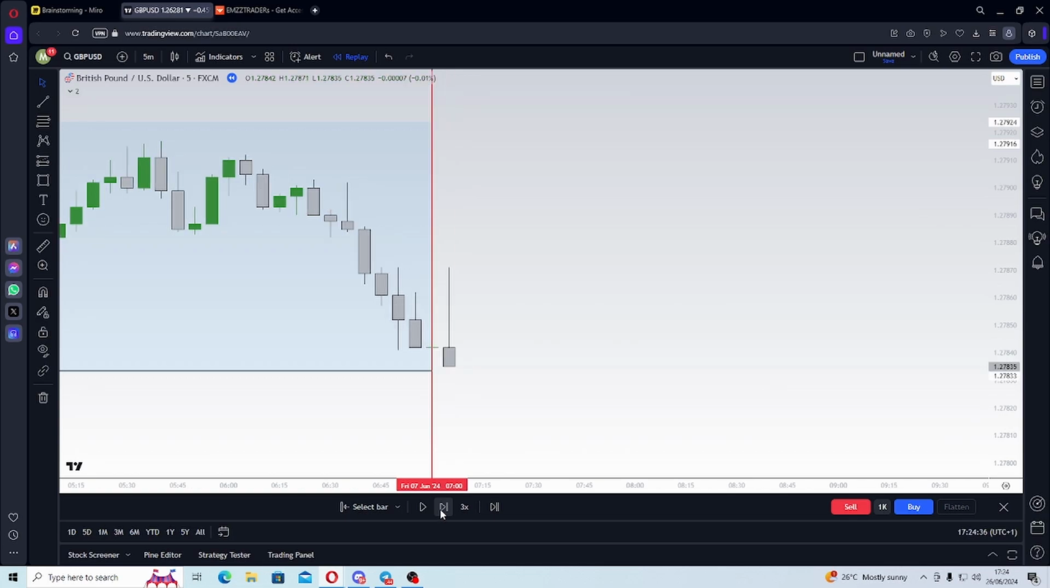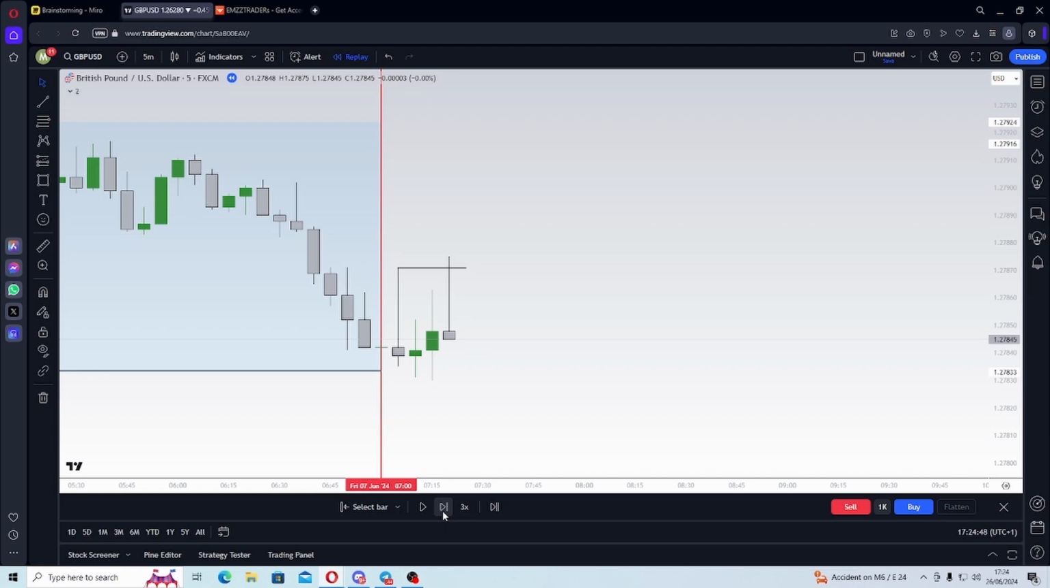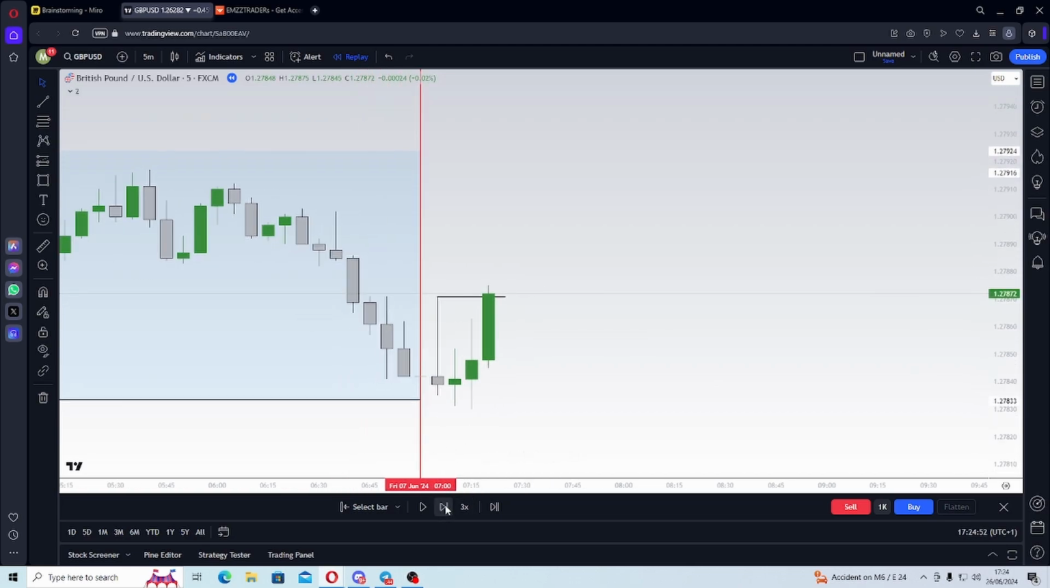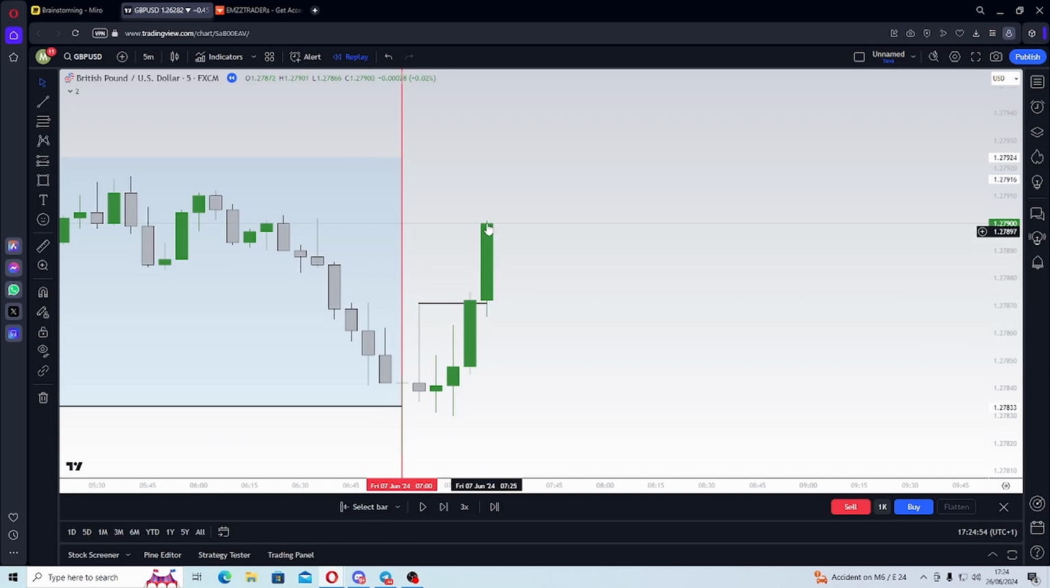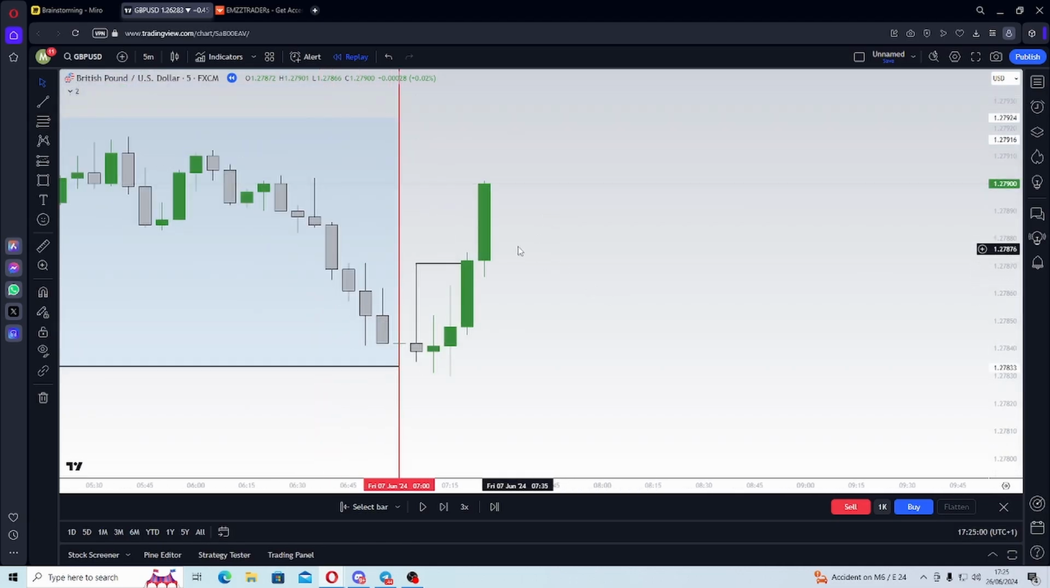So now if I play price forward, all we need is a market structure shift with a displacement, okay? Which means a market structure shift with a very big engulfing candlestick. So I've played this forward. There we go. We have a big engulfing stick right here. Gonna just play one more, and there we go. We have another big momentum one. So this can actually be used as our displacement, okay?